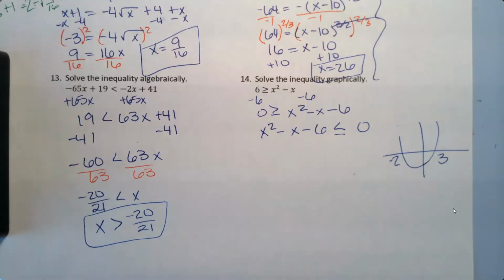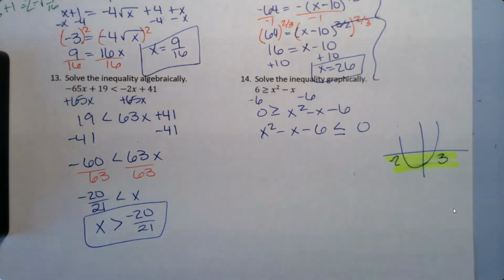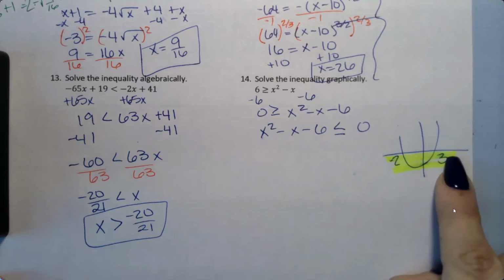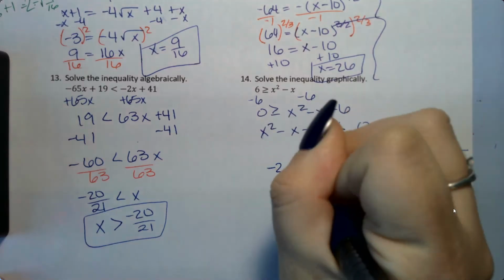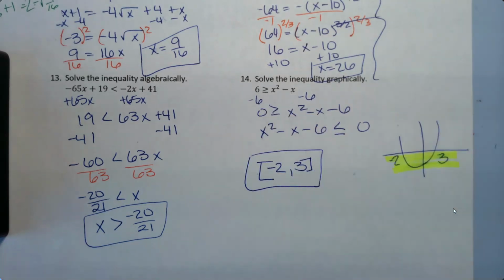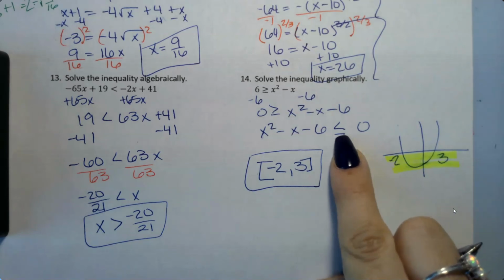And I want values that are less than or equal to 0. So this means below the x-axis. And I can include these values. So when I write them out, I want to use square brackets. When I'm below the x-axis, these two values connect. So I'm going to have -2 to 3. And then they get square brackets because of the equals sign underneath. If it had just been a regular less than, I would use parentheses.